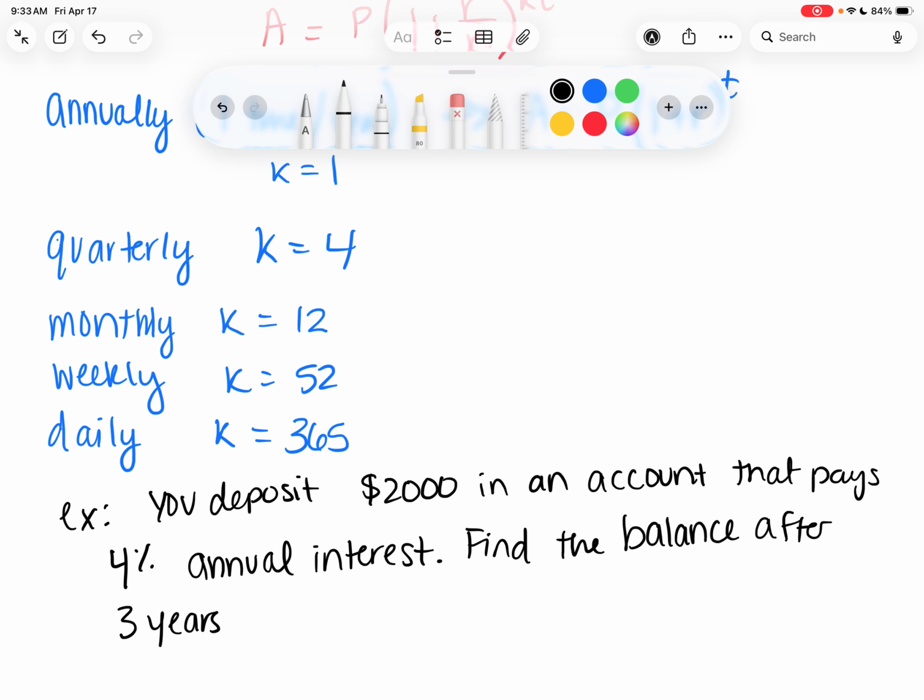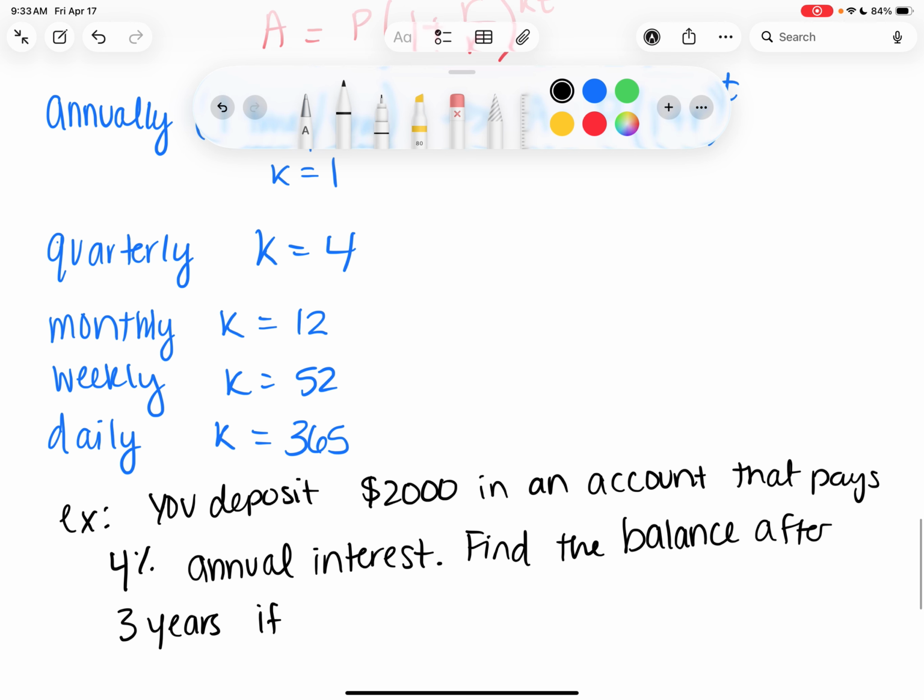Find the balance after 3 years if the interest is compounded daily. I cannot spell. Wow, what is happening to me? Compounded daily.